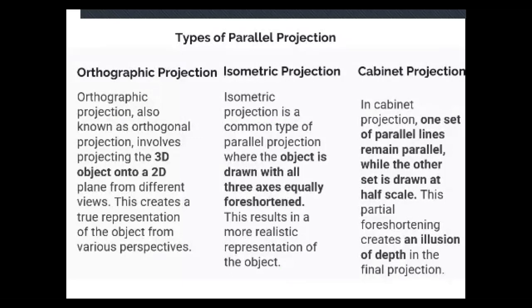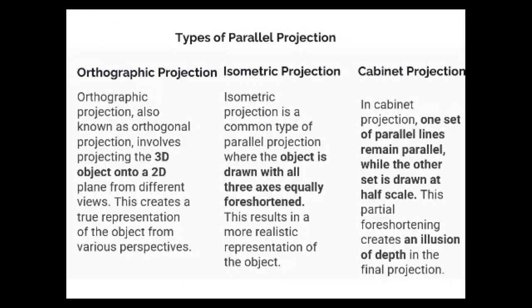As you know, orthographic projection involves projecting the 3D object onto the 2D plane from different views, and this creates a true representation of the object from various perspectives. But in isometric projection, the object is drawn with all three axes equally. In cabinet projection, one set of parallel lines remains parallel while the other set is drawn at half scale. It gives an illusion of depth in the final projection.